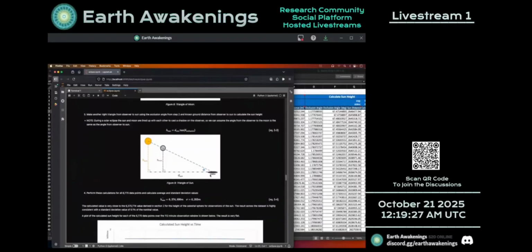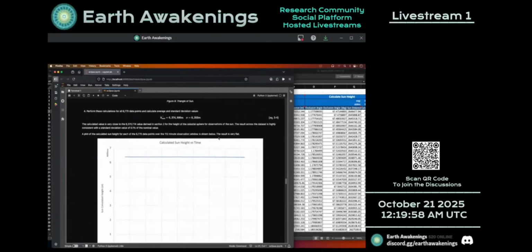Step 3, we're going to make another right triangle from the observer to the sun, using the same occlusion angle from step 2. And since in a solar eclipse the sun and moon are lined up with each other to cast a shadow on the observer, we can assume the angle from the observer to the moon is the same as the angle from the observer to the sun. So now we're solving for the height of the sun, where our equation is height of the sun equals distance of the sun times tangent of that occlusion angle. And that's all there is to it.